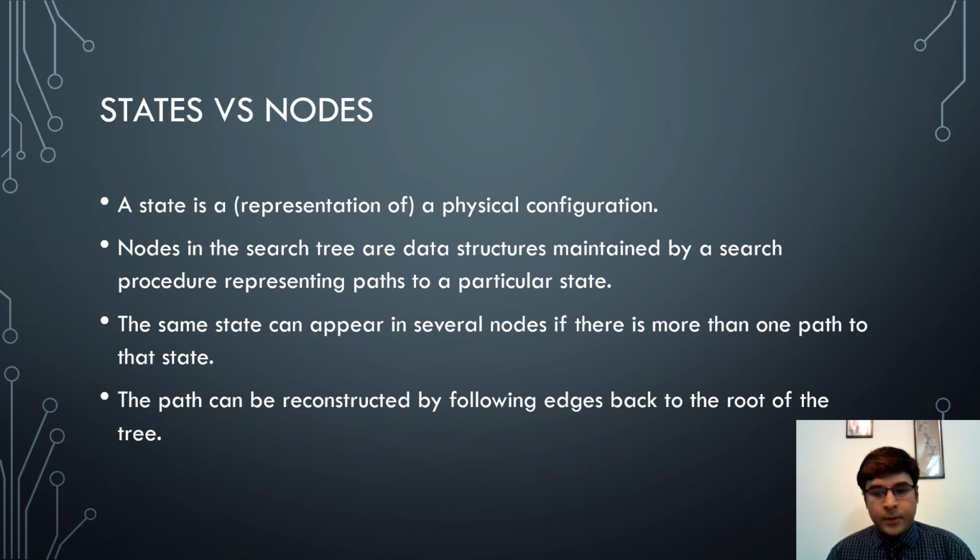In the Hamiltonian path problem, for example, one vertex can be reached by several routes, so there can be several nodes in the search tree for that particular state. The path can be reconstructed by following edges back to the root of the tree. So if we traverse back to the root of the tree, we'll obtain the path to that particular current state.